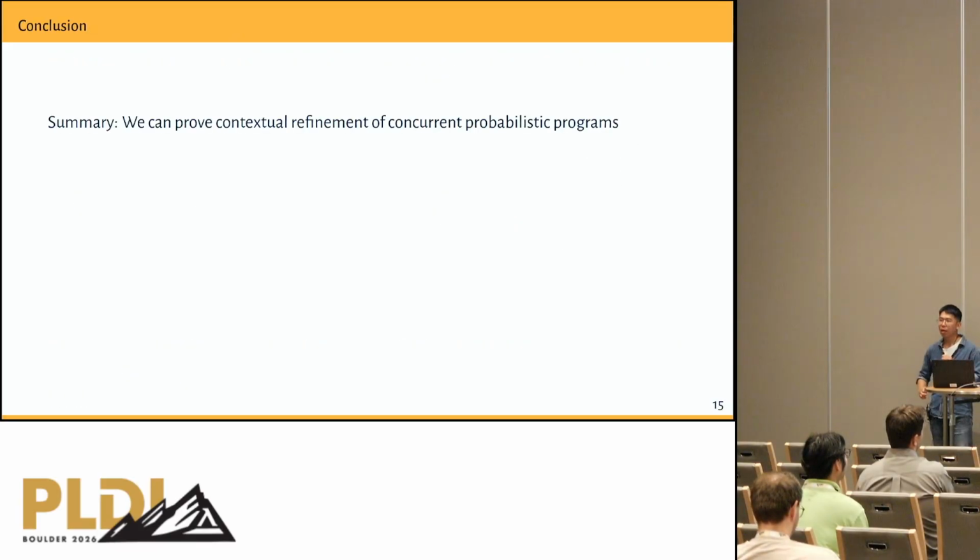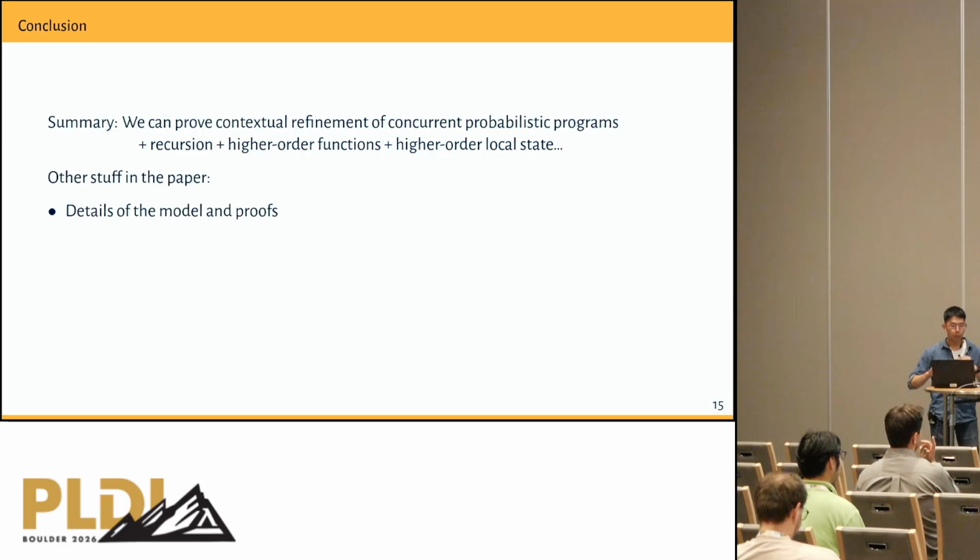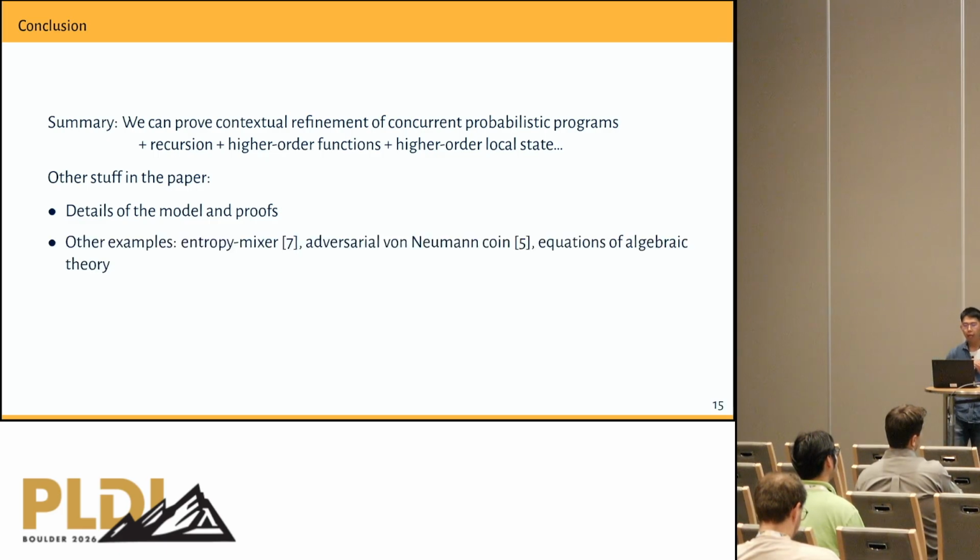In conclusion, we introduced Foxtrot, which you can use to prove contextual refinement of concurrent probabilistic programs. And it is very expressive in the sense that it can be used to reason about programs that utilize other challenging language features like higher order functions or local state. There are more interesting things in the paper that I encourage you to check out. For example, the detail of how the model is constructed and its proofs. And also we have quite a lot of other interesting examples to show that our logic actually scales to other interesting case studies.